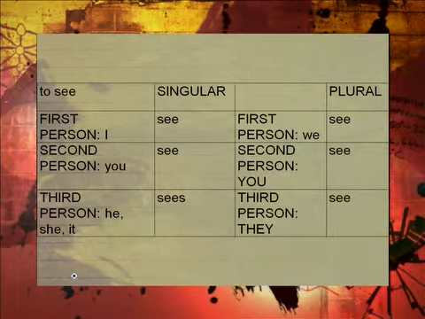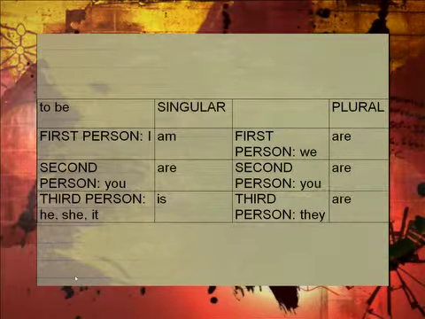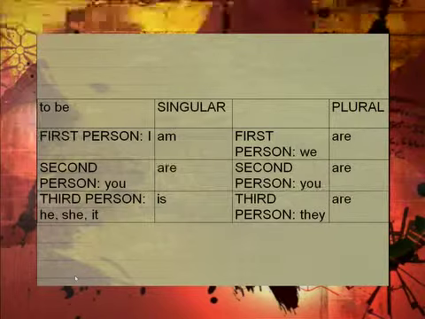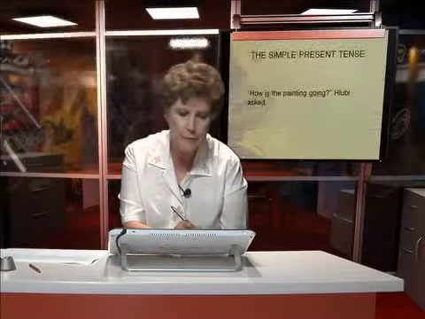Here is the verb to see. I see, you see, he sees. We see, you see, they see. Notice that S. But what about the verb to be? It is particularly odd. I am, you are, he is. We are, you are, and they are. So notice the differences there. That is the present tense of the verb to be.